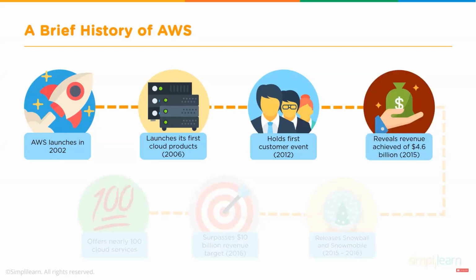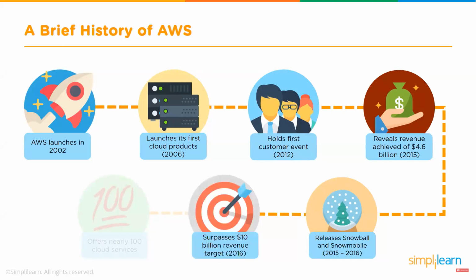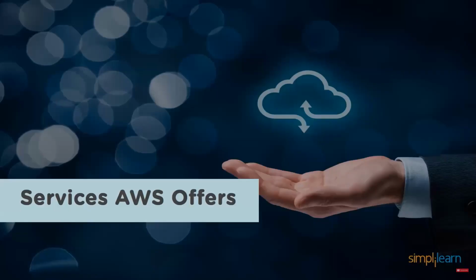And in 2015, Amazon announced its revenue to be 4.6 billion, and in 2015 through 2016, AWS launched products and services that help migrate customer services into AWS. Well, there were products even before, but this is when a lot of focus was given on developing migrating services. And in 2016, Amazon's revenue was 10 billion. And not the least, as we speak, Amazon has more than 100 products and services available for customers to benefit from. Alright, let's talk about the services that are available in Amazon.